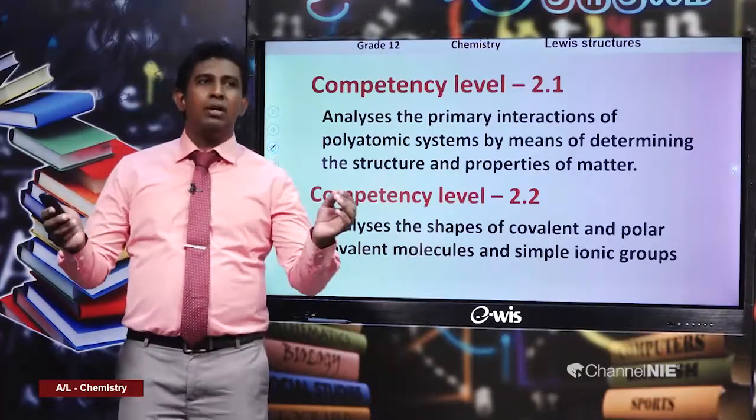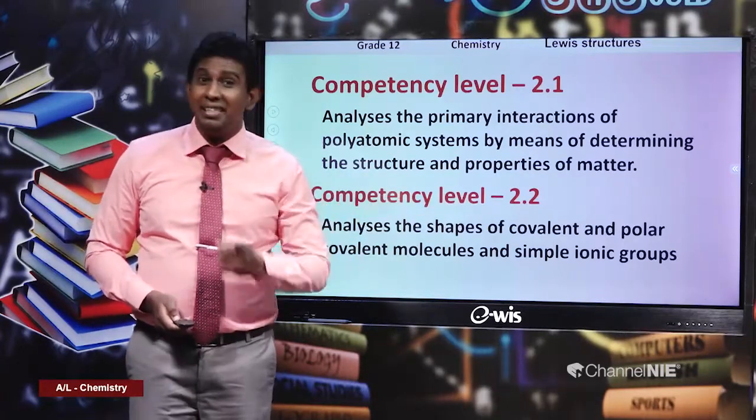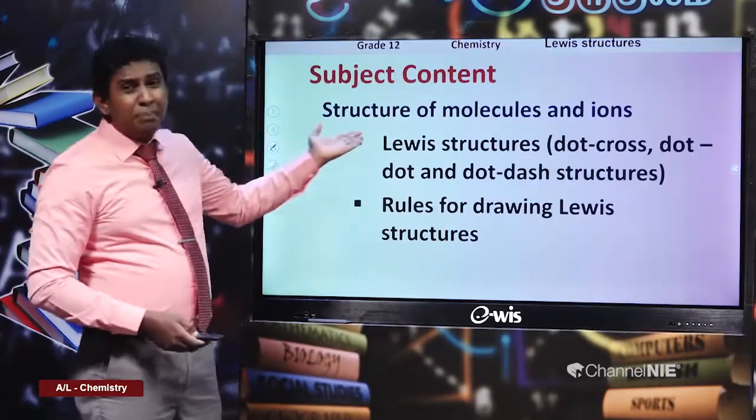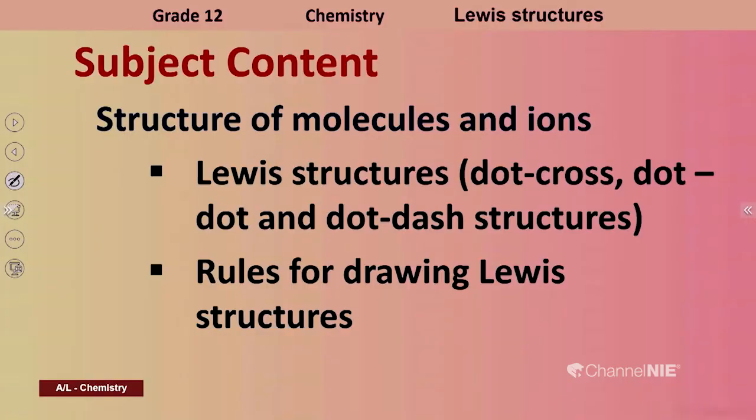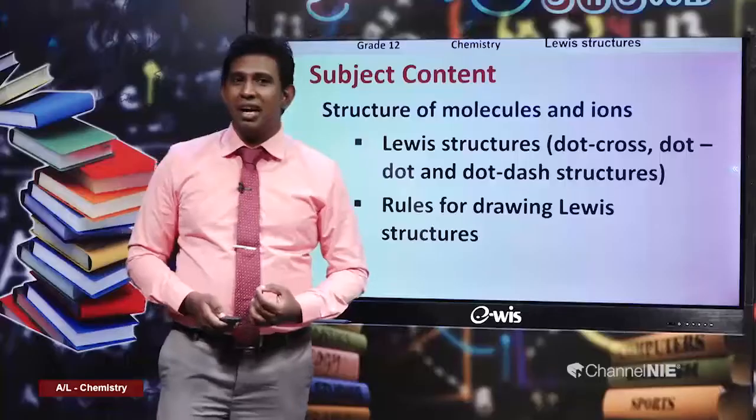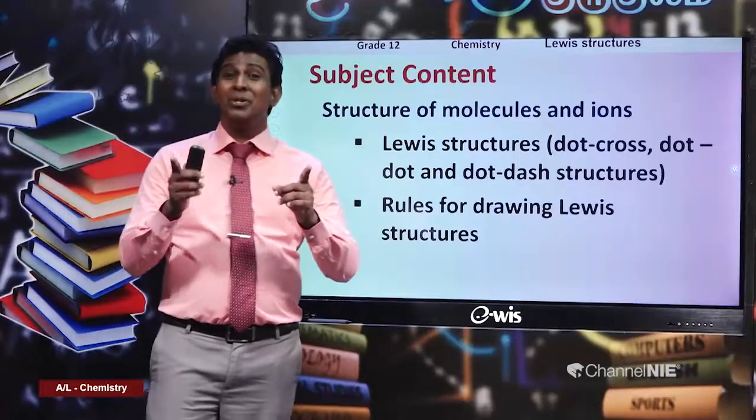Then let's find out what we have as the subject content under this. Under that you could find structure of molecules and ions. It's Lewis structures. There are various kinds of Lewis structures: dot cross, dot dot, and dot dash. Various such structures are there. Students, we are going to learn the rules for drawing Lewis structures.